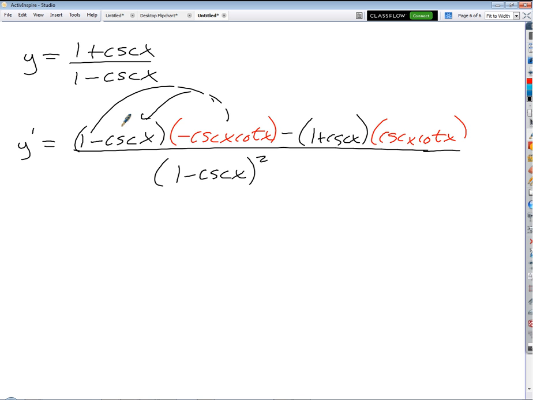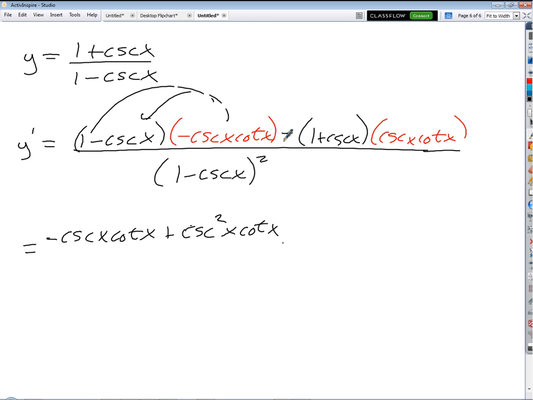Now look what that's going to give me. I'm going to get a negative cosecant x cotangent x plus cosecant squared, everybody agree? I'm multiplying cosecant times cotangent. So I'm going to get cosecant squared x cotangent x. Everybody agree with that first part? Yes. Okay, now let's do the rest.